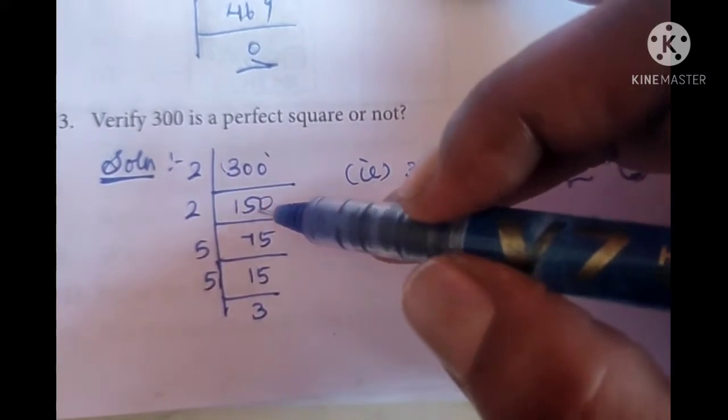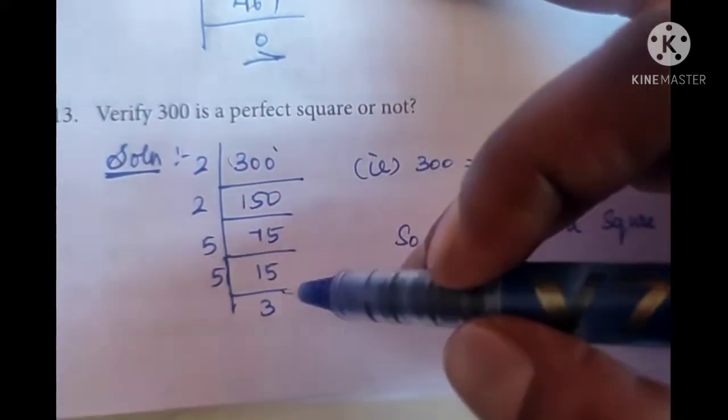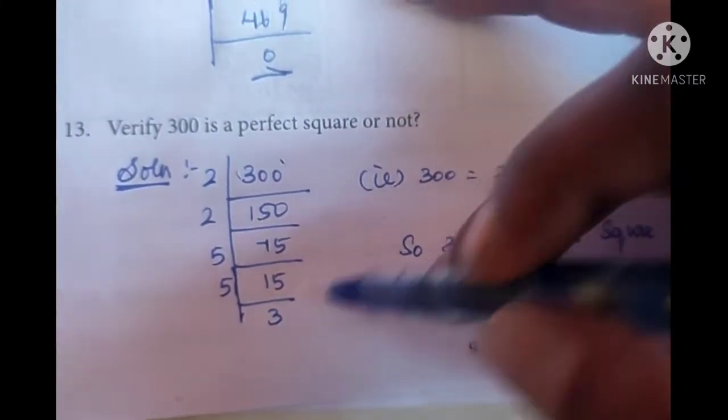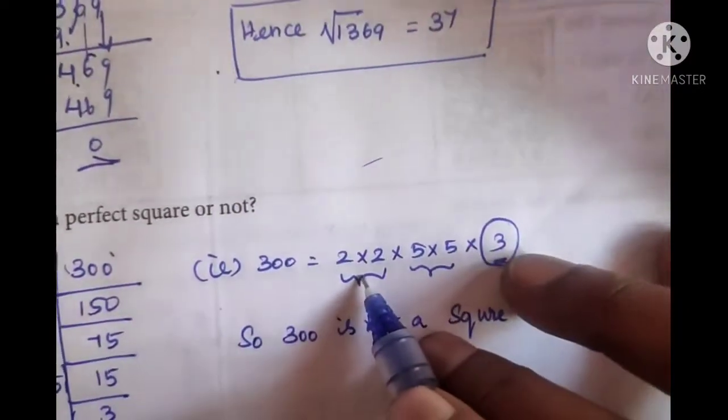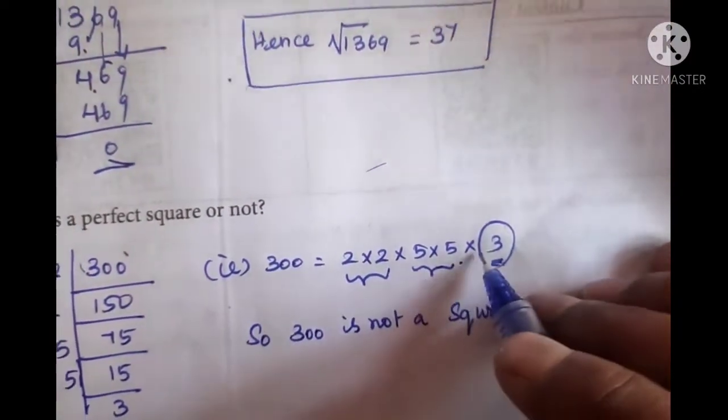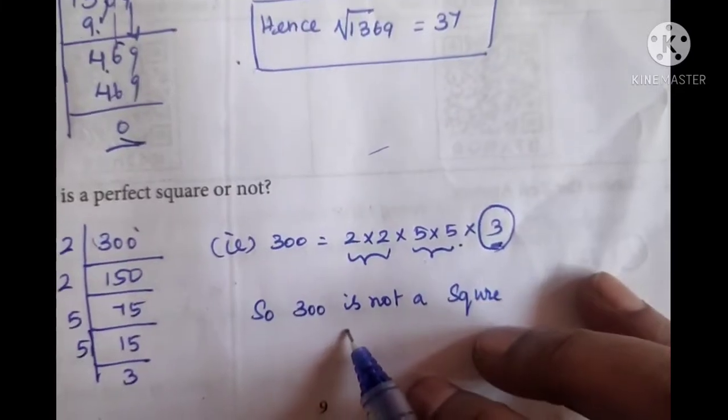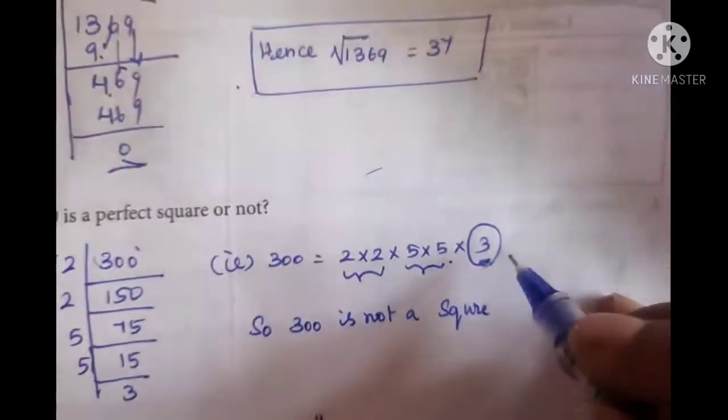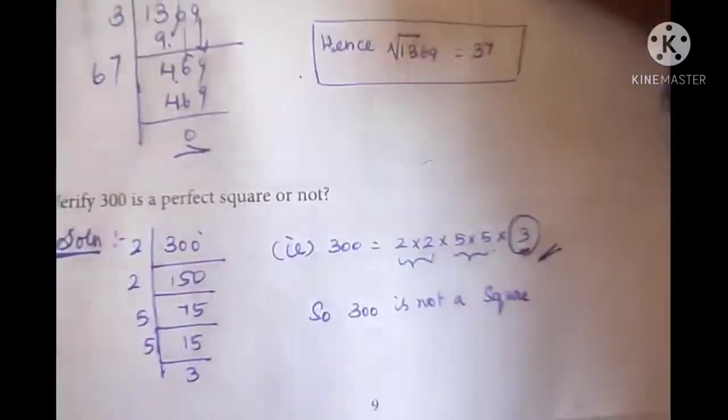Verify whether 300 is a perfect square or not. 300 divided by 2 is 150, divided by 2 is 75, divided by 5 is 15, divided by 5 is 3. So we write 300 equals 2 into 2, 5 into 5 into 3. So 300 is not a perfect square because 3 is alone.